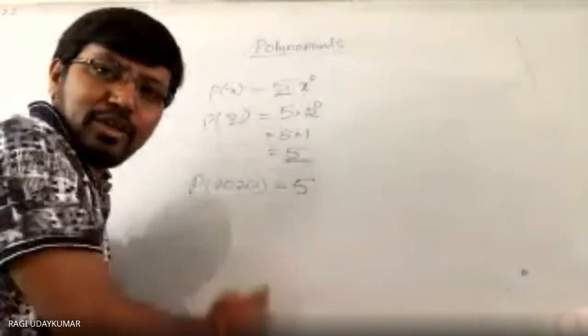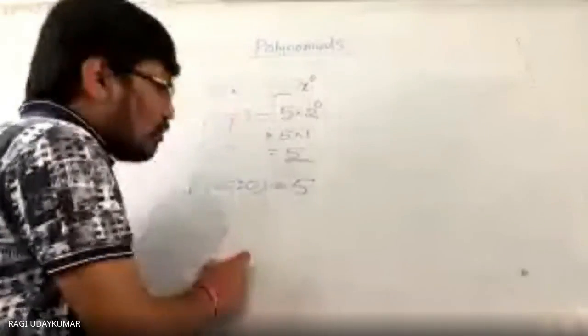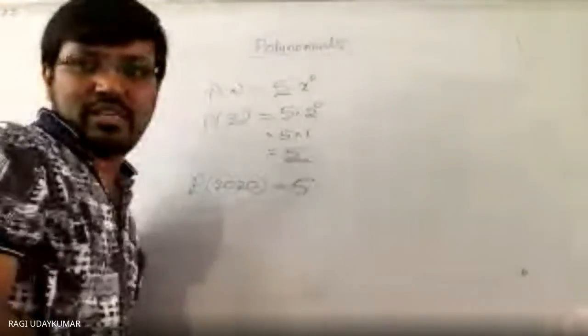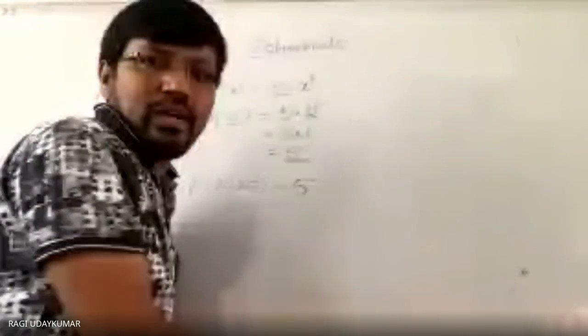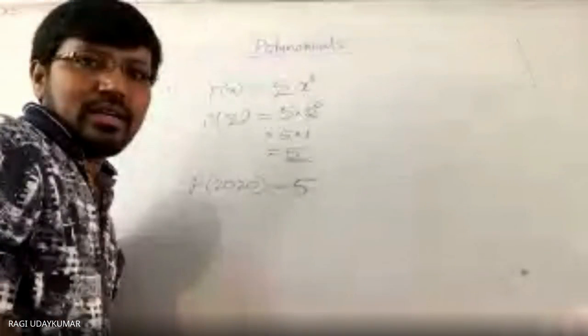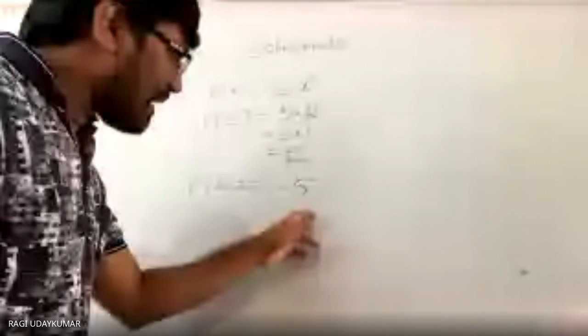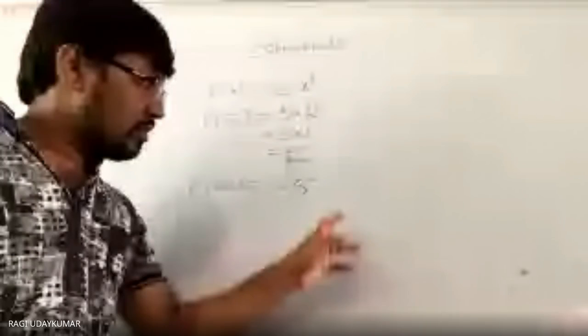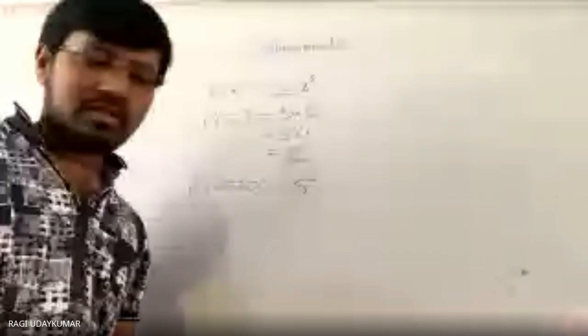Sir, 5. Again 5, same. Whatever the number you substitute, you are going to get 5 only. So do remember that if it is like this, is there any possibility of getting 0? 0 आ सकता है?